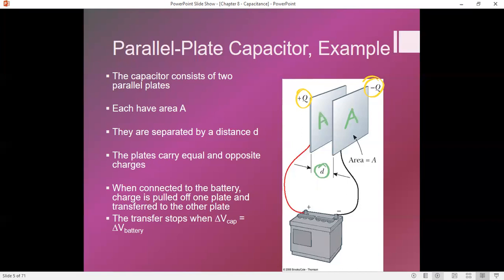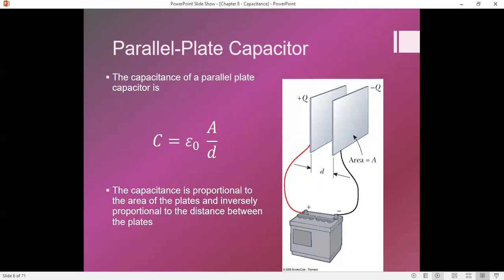The downside is, as the plates get closer to one another, you begin to approach the point at which whatever insulating material you're using in between is going to break down and the capacitor is going to fail. So getting the plates closer together allows you to store more charge. It increases the capacitance, but it also limits how much voltage you can put across it.